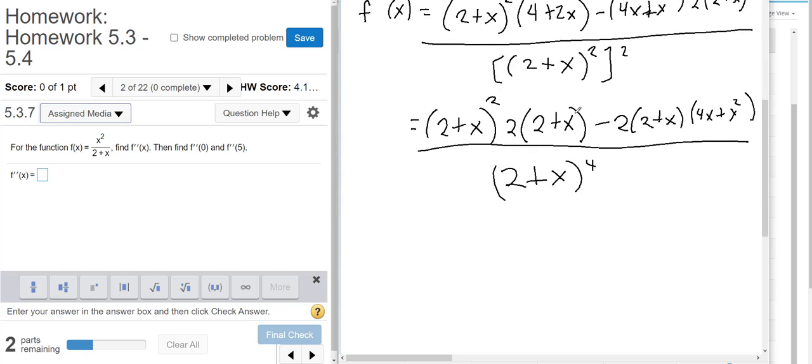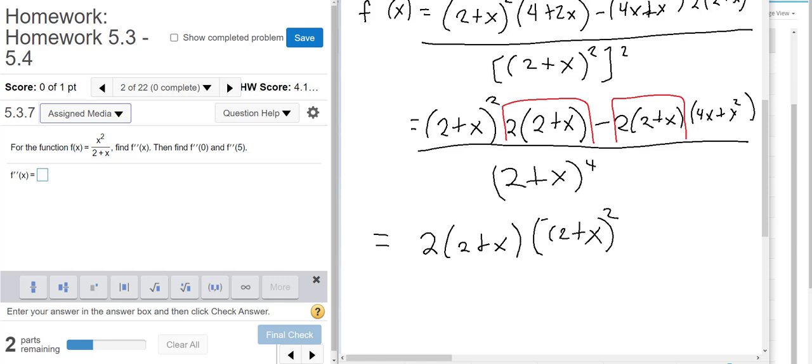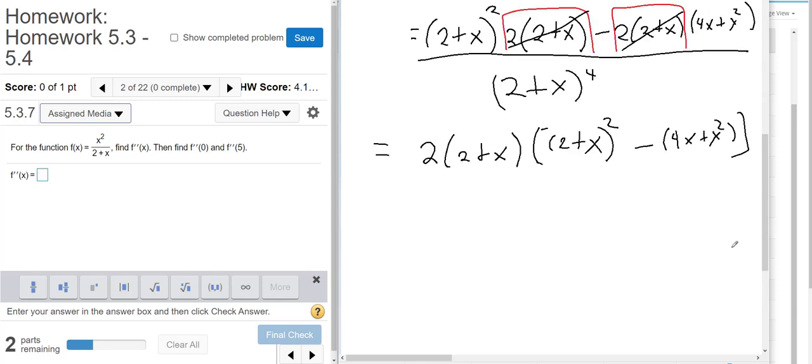Now, doing that made me realize that, look, both of these have a 2 and 2 plus x. So that's a common factor. I'm going to factor it to the front, 2 and 2 plus x. And that's going to leave, and I'm going to need a bigger bracket here, 2 plus x squared. See, this one's come to the front. This one's come to the front, minus 4x plus x squared. And all of that is over 2 plus x to the fourth.